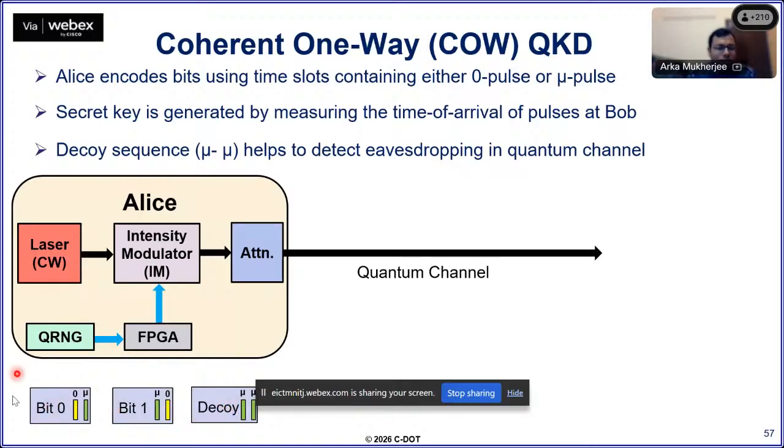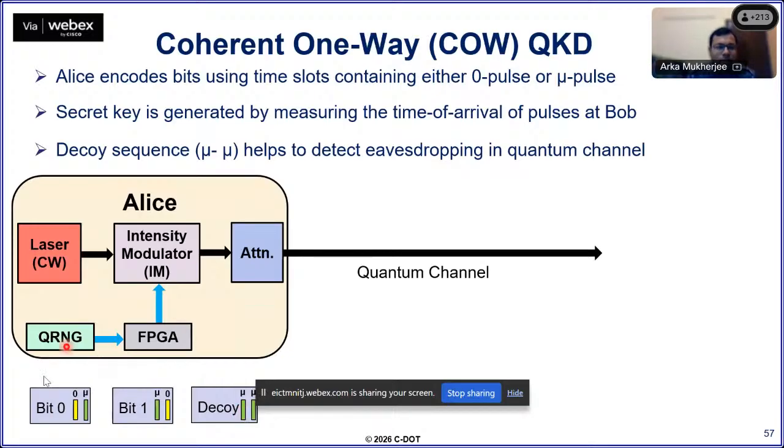This is our convention. You can reverse the convention, like bit 1 can be 0 mu, bit 0 can be mu 0, like that also. So this is only the convention, but for bit 0 and 1, only the early and late position changes. So in this convention, if the photon is there in the late time slot, it's called bit 0. And if the photon is there in the early time slot, it's called bit 1, and vice versa. And in case of decoy, the photon is there in both the time slots. So as I told, here the degree of freedom is the time slot or the time bin.